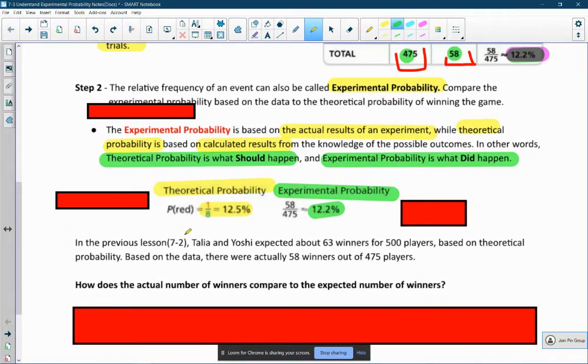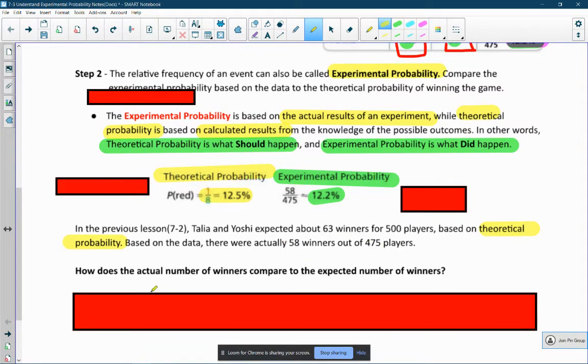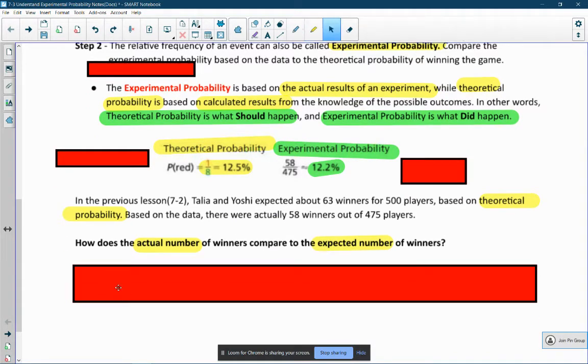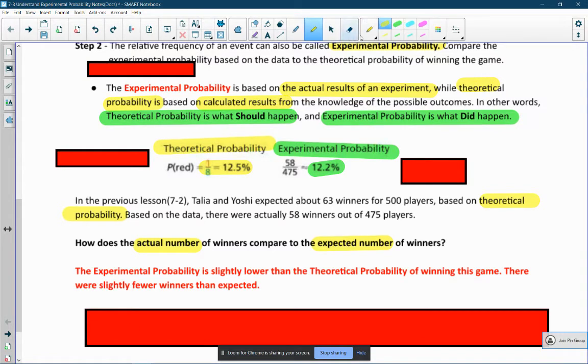So we can say in the previous lesson, this 7-2, they expected about 63 out of 500 players based on the theoretical probability. Okay? But based on the data, there are actually 58 winners out of 475. So let's go back to our question. How does the actual number of winners compare to the expected number? So how does the experimental probability compare to the theoretical probability? Well, here's a good way of putting it right here. The experimental probability is slightly lower than the theoretical probability, right? 12.2 is less than 12.5, right?